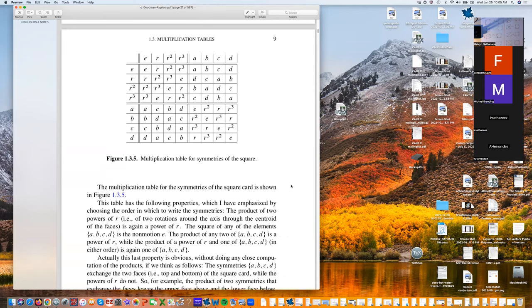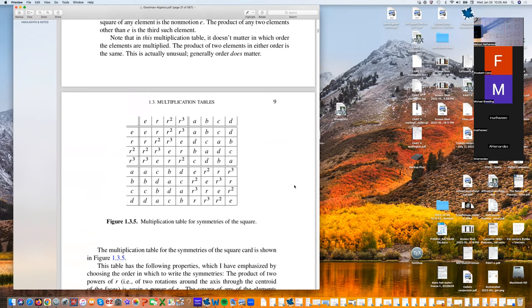So the square represents the same rotation twice? Excuse me? The R squared represents the rotation done twice, the same rotation done twice? Right, so R is rotation by pi over 2. If you do it twice, pi over 2 plus pi over 2 is pi. So R squared means two rotations of pi over 2, which is one rotation of pi radians.